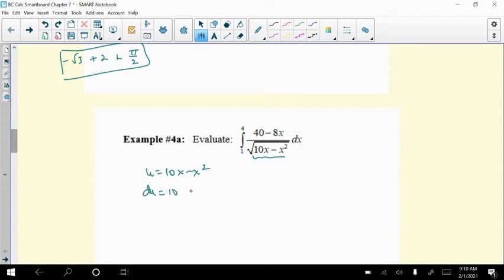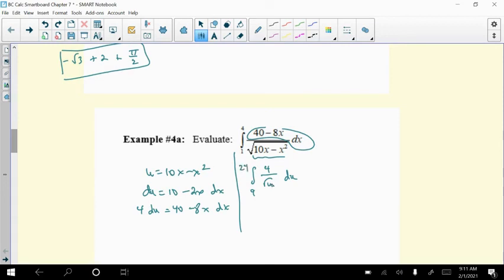du is equal to 10 minus 2x dx. That's just off by a factor of 4. So 4 du's are equal to 40 minus 8x dx. And so that's right there, right? So I can rewrite this then with a u substitution. So it's the integral of 4 over square root of u du. Let's fix our bounds. When x is 1, we should get 9 as my lower bound, right? 10 minus 1, so it becomes 9. When x is 4, we get 40 minus 16, which is 24.